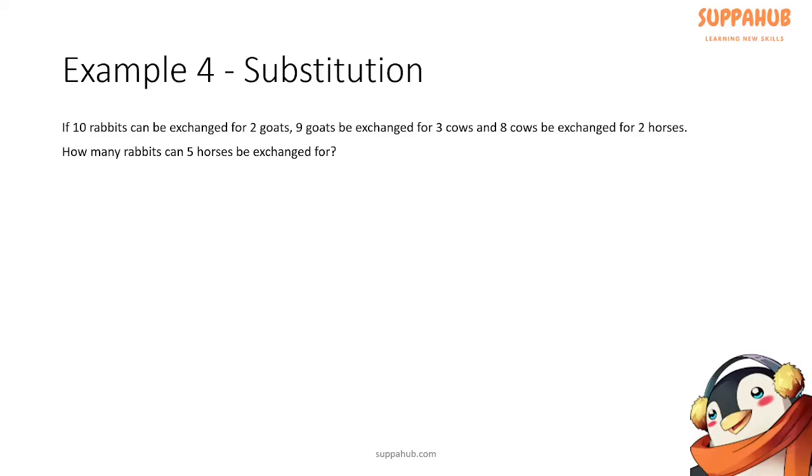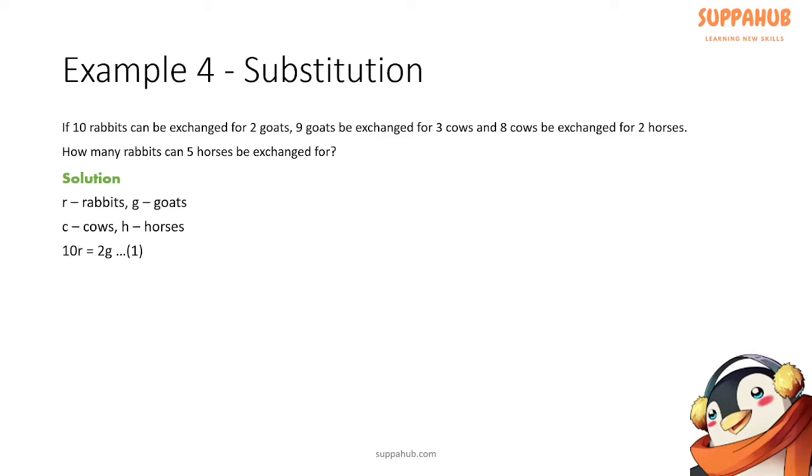In this case, it's better to use not just x, y, z, but maybe g to stand for goats and so on. Alright, now let's see the solution. Let R be rabbits, G for goats, C for cows, and H for horses.